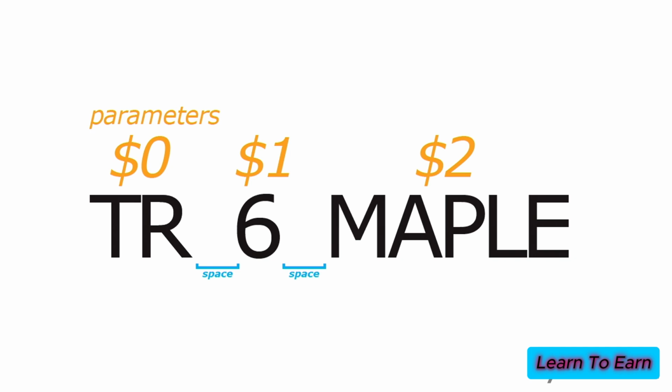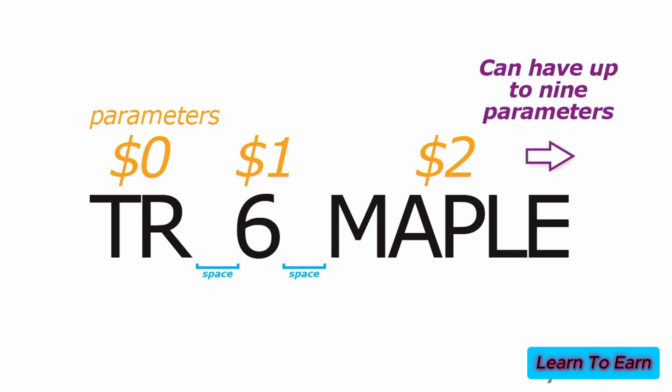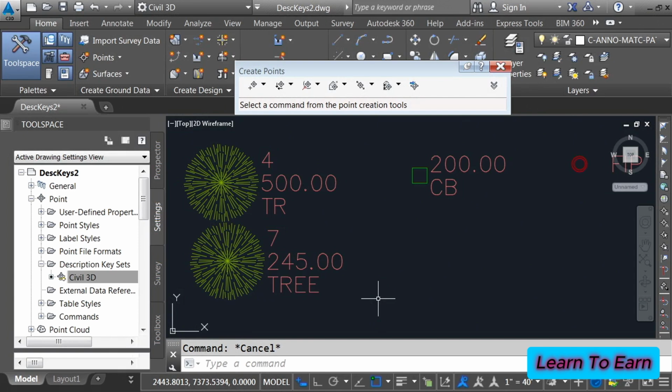In the event you're wondering, we can have as many as 9 parameters, so we can collect and label quite a bit of information on each point. Let's return to Civil 3D, and let's customize the tree description key such that we can label the trunk diameter and species. I'm going to go back to the Settings tab.